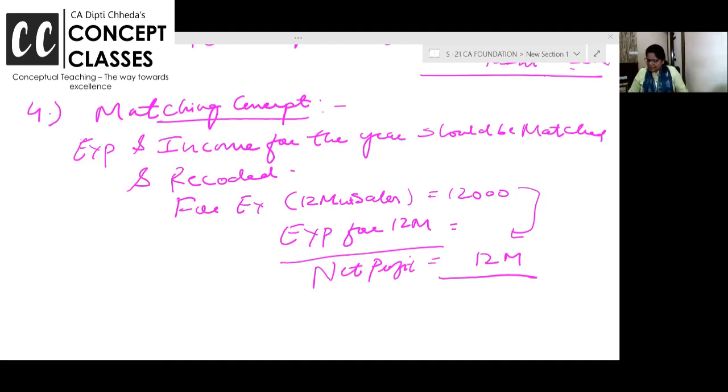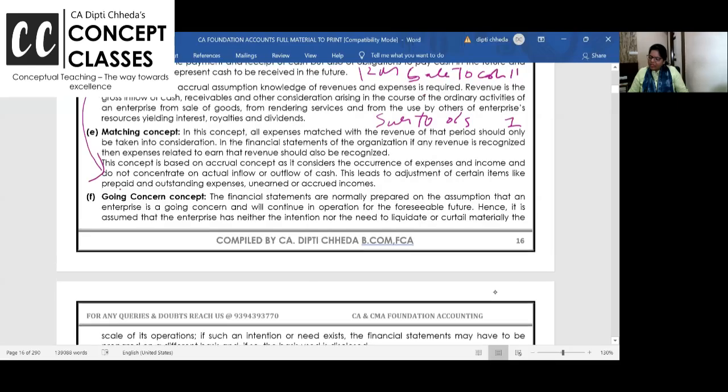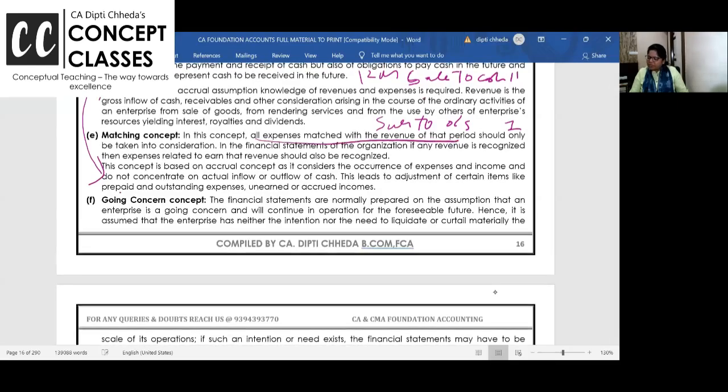Finished writing? Now look at the screen. Matching concept. All expenses with the revenue of that period should only be taken into consideration. If you have recorded 12 months income, you have to record 12 months expense. If you have paid expense, to bank; if you have not paid expense, to outstanding; if you have paid for 15 months, 3 months, reverse it, nikal do, prepaid expense to bank expense. I hope you are getting. The matching concept says your income and expense should match.